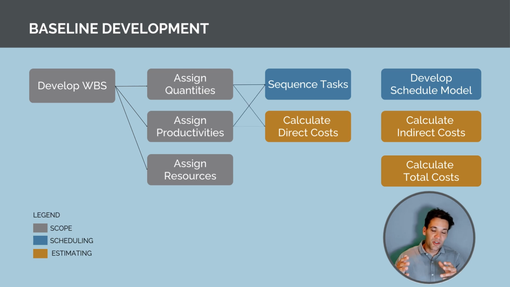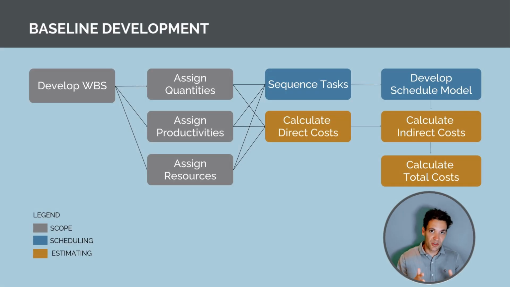Based on this, we can then create our schedule by putting all these activities in our work breakdown structure, and depending on the productivity we've assigned to them and the quantum of work, we can then sequence these tasks and develop a schedule model. So that's a Gantt chart. Then based on the quantum, the productivity, and the resources, we can work out how much it's going to cost to complete the task. And then once we've got our schedule model, we can then calculate our indirect costs.